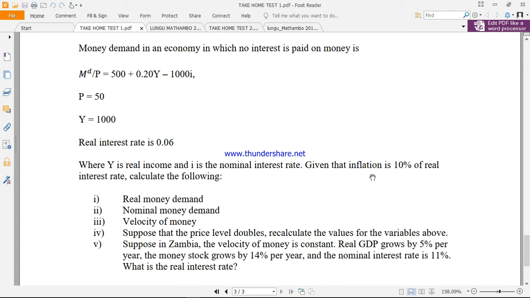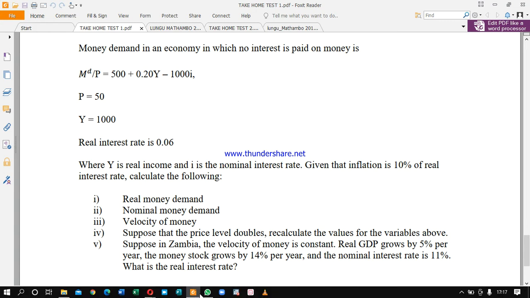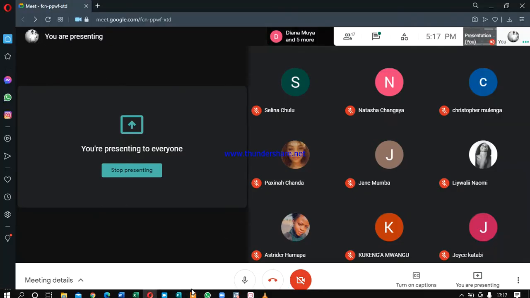So we've got, given that inflation is 10% of real interest rate, that's where the thing is coming from. So that's where the 10% of 0.06 is coming from. Real interest rate is 0.06. So basically, inflation is just 10% of 0.06. I'm sure I've answered your question.